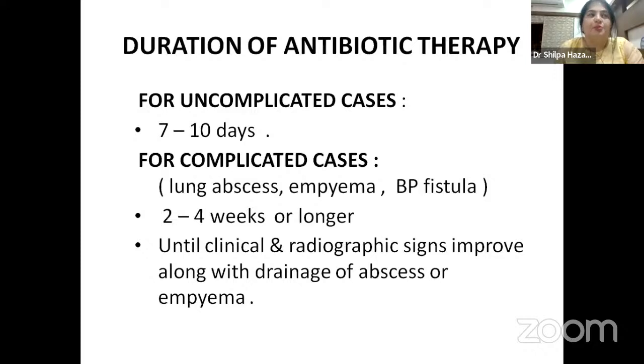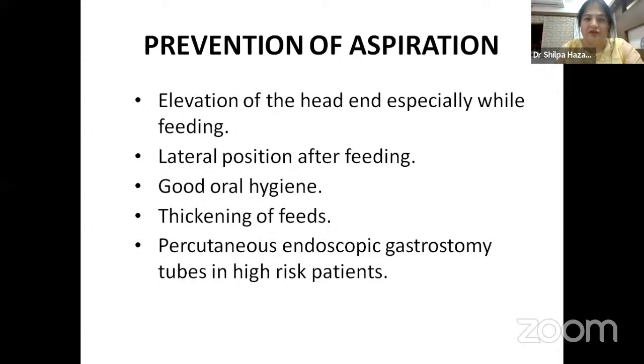Duration of antibiotic therapy for uncomplicated cases is 7 to 10 days, but for complicated cases, it could be 2 to 4 weeks or longer, or until clinical or radiological improvement is seen, along with drainage of abscess or empyema if it is there. Otherwise, for uncomplicated cases, it is 7 to 10 days. For nosocomial pneumonia, it could be 2 to 3 weeks, depending upon the clinical recovery.